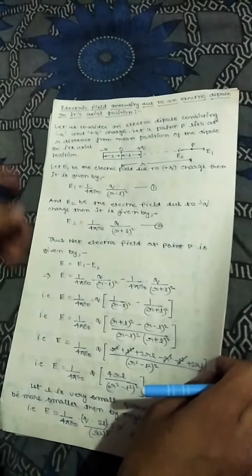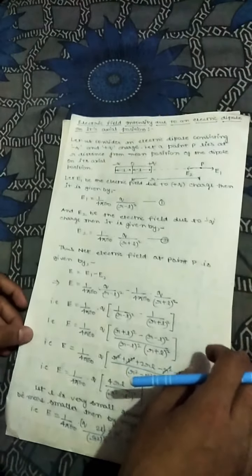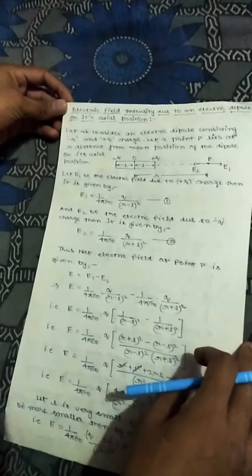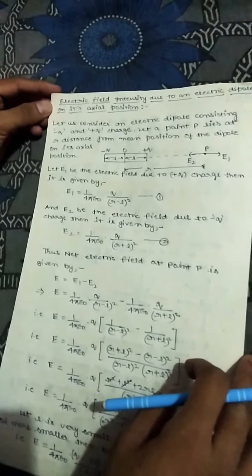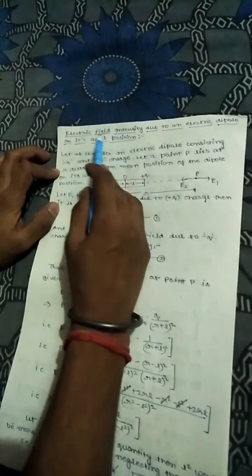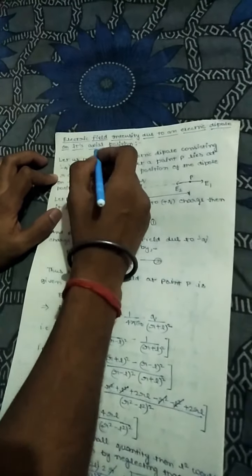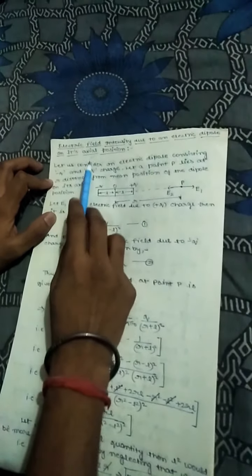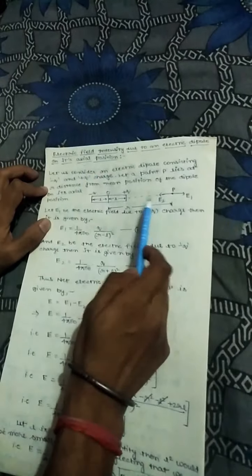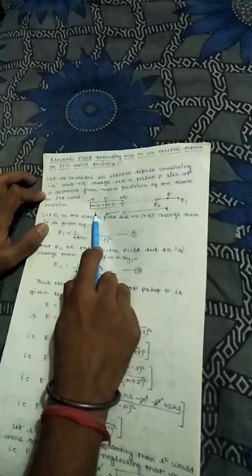Hello students, in the last lecture we discussed the electric dipole. Now here we will discuss what the electric field intensity due to an electric dipole on its axial position is. Let me tell you what the axial position is. Axial position means that the point lies on the axis of the electric dipole.